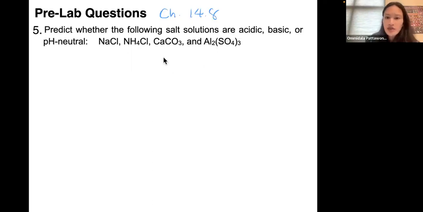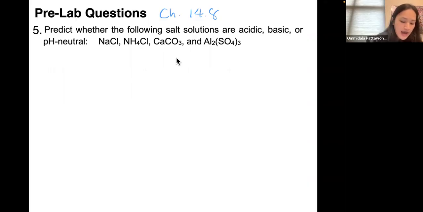Some of these salts can be used in agriculture as pH adjusters, right? So if you want to lower the pH of soil or increase the pH of soil, some of these salts can be used for that purpose. Okay, so let's take a look at how we can do this.